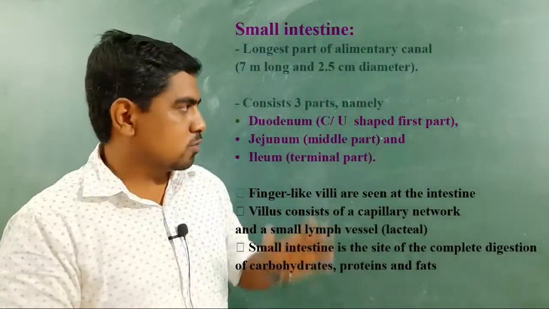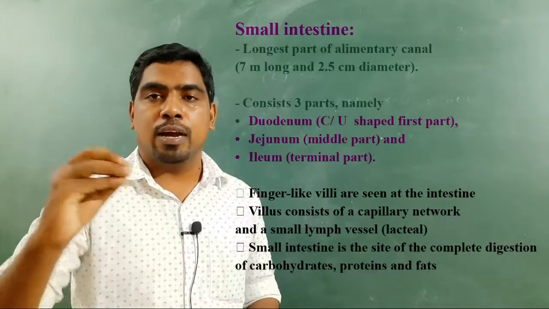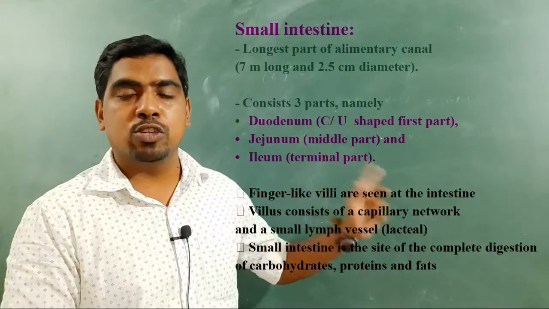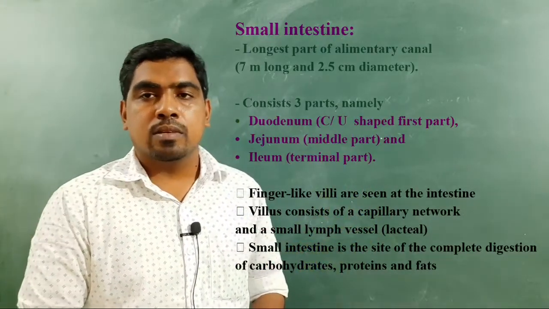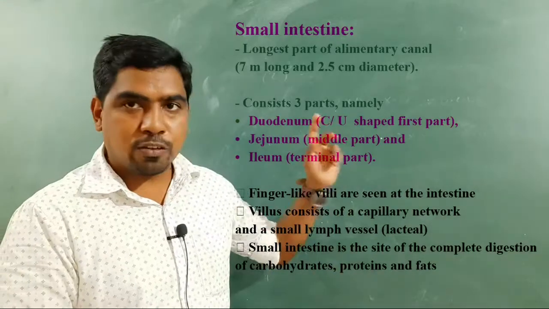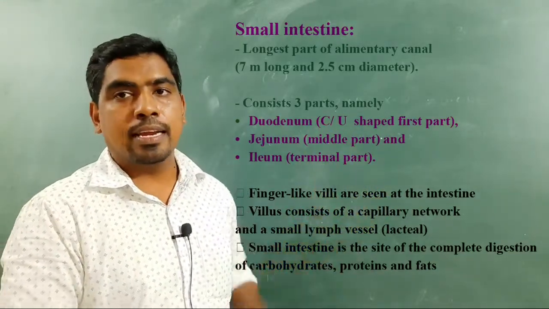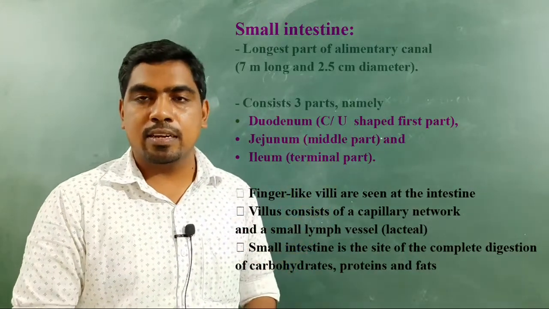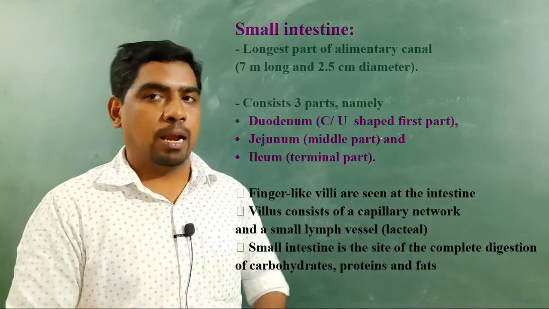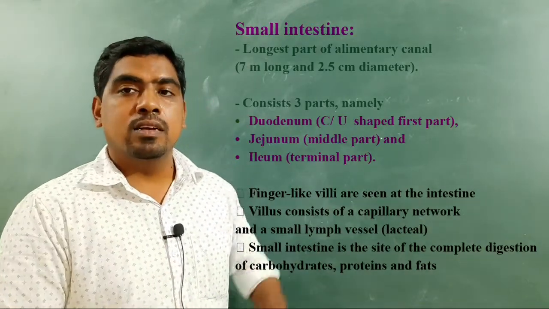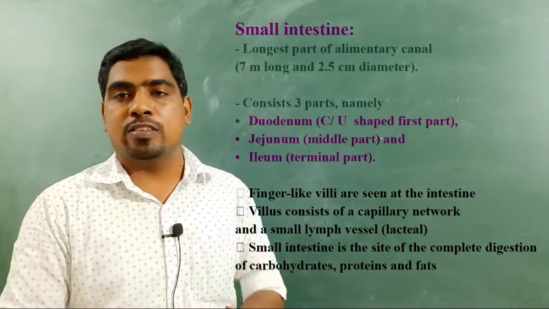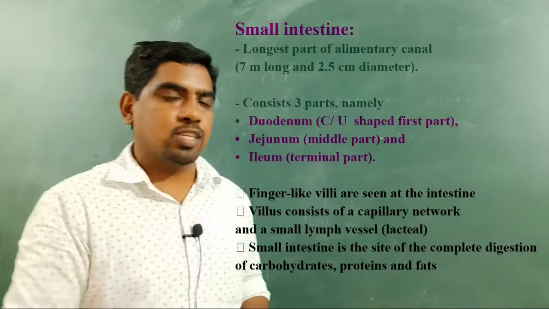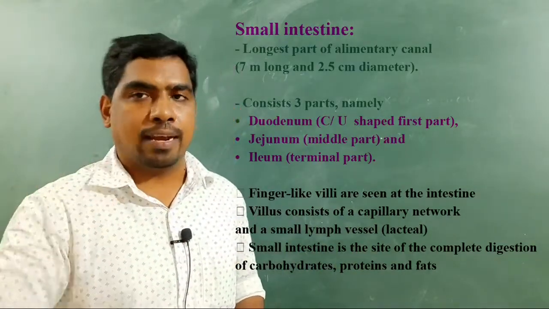Next part of alimentary canal is small intestine. It is the longest part of alimentary canal. It is 7 meters long and 1 inch, that means 2.5 centimeters, in diameter. Small intestine has 3 parts: duodenum, jejunum and ileum. Finger-like villi are present in the intestine. Villi increase the surface area of absorption. Villi have blood capillaries and a lymph vessel called lacteal. Small intestine is the site of complete digestion of carbohydrate, protein and fats.